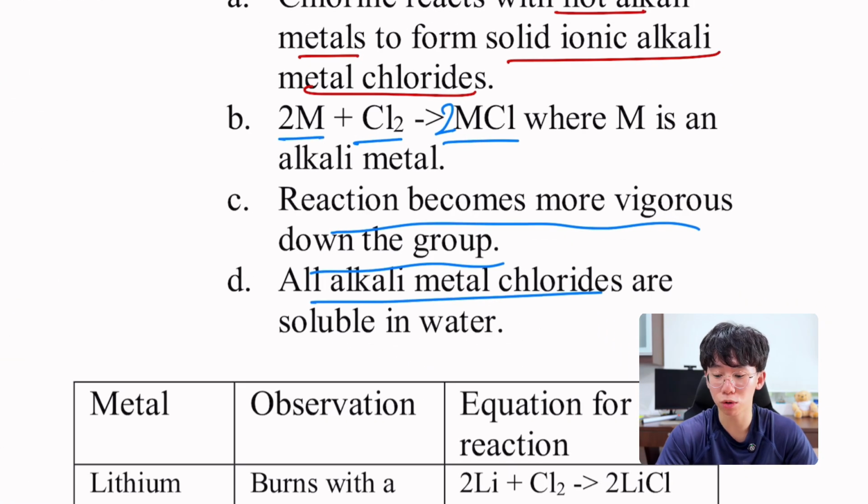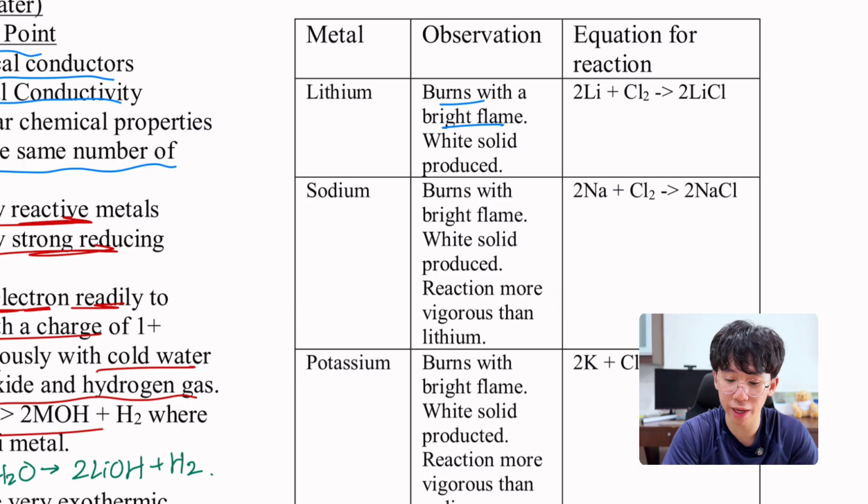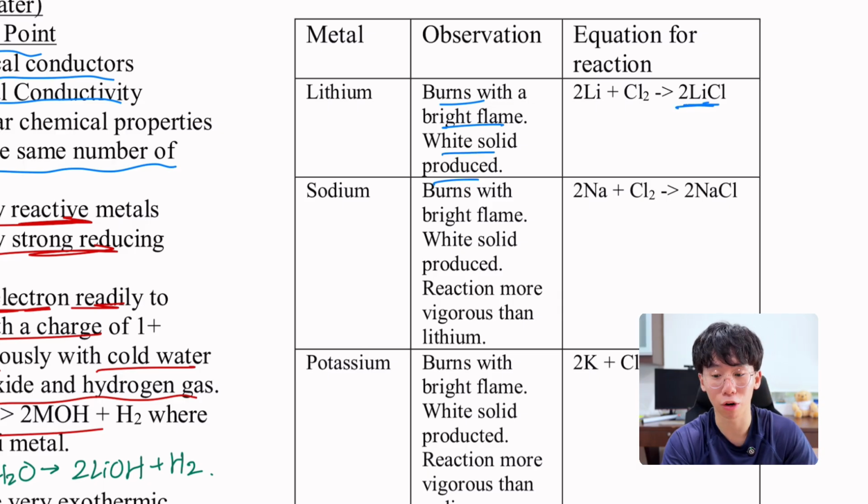And all alkali metal chlorides are actually soluble in water. So here we also have a table that you absolutely have to memorize. Take note, all tables here, you need to memorize all the content. So for metals reacting with chlorine, you will use this table. Lithium will burn in a bright flame, and a white solid is produced, which is your lithium chloride. So your lithium will react with chlorine to give lithium chloride.